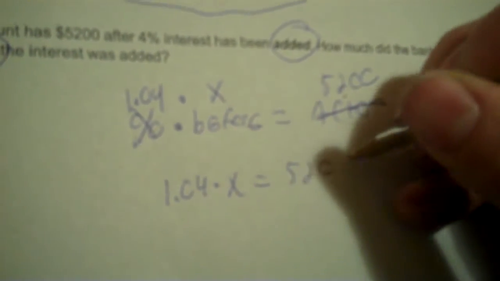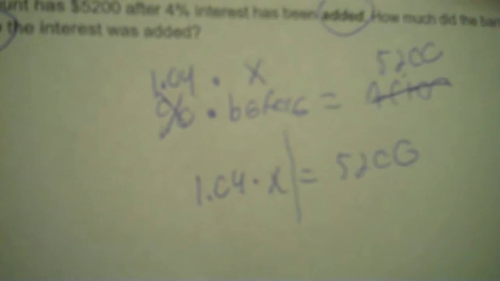Okay, now we're finding the before, so the before is what we don't have, okay? We do have the after, $5,200. Okay, so the equation says 1.04 times x equals 5,200. Now make a wall on the side of the variable, okay, on the variable side. And x isn't by itself, so what are the operations x has with it? Well, it's got a times, so to figure x out, we need to divide. Okay, so we divide each side by 1.04. Okay, so 5,200 divided by 1.04.